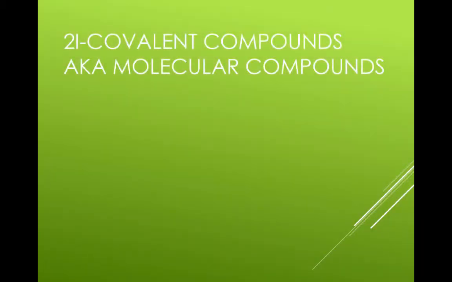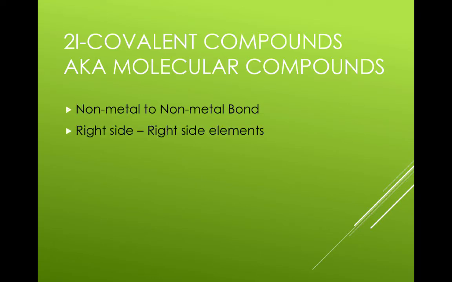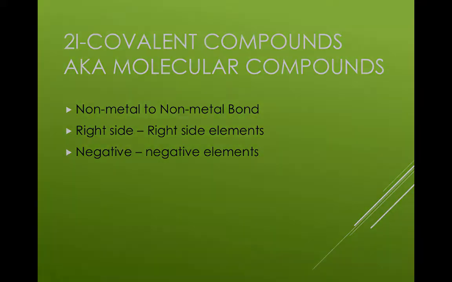Lesson 2I, Covalent Compounds, also known as molecular compounds. This is a non-metal bond. Remember, the nonmetals are found on the right side of the periodic table. They are often recognized by the negative sign in their cells, as nonmetals tend to form negative ions. In the case of covalent compounds, however, they do not actually form negative ions. We use the negative sign simply to help you identify that it's a nonmetal.